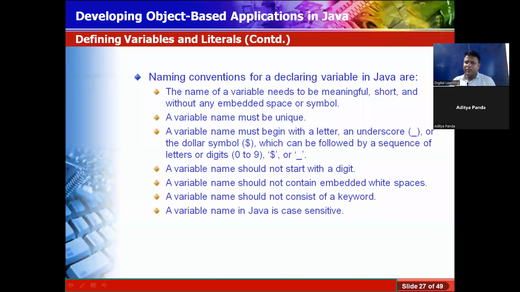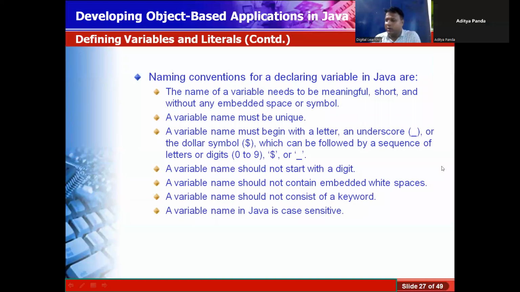While you define a variable, you have to follow some kind of naming rule convention. A variable name must be unique. When you write a program, if you give a variable name as XYZ, then in that same program you cannot give another variable the same name. The variable name must be unique.